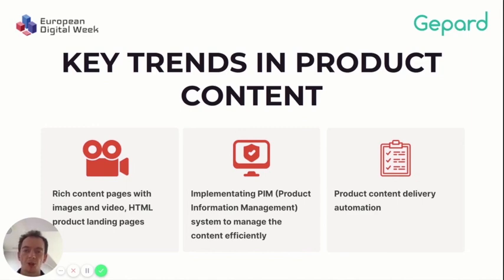The PIM implementation, that's still a lot of trouble for all sorts of organizations, and people are still fighting with that, and that's going to be the biggest relief an organization could do for themselves. And the last trend is the automation of the product content delivery.